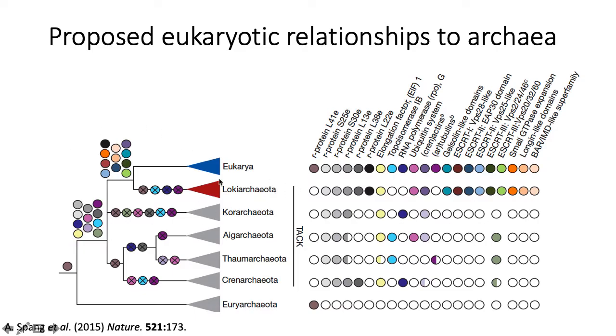So Lokiarchaeota and the eukaryotes, at least through this analysis, are linked by protein function at some point distantly in time. And these are the different families of proteins that these organisms appear to contain that are very different from the rest of the archaea.